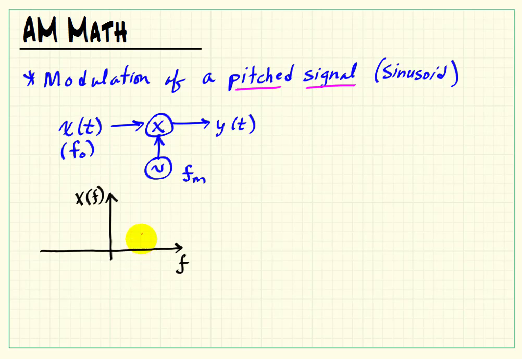Furthermore, let's say that the pitch signal has a frequency of f naught. That means the original spectrum x of f will correspond to a delta function located at positive f naught, and then another delta function located at minus f naught. So I'll put that down symmetrical about the f equals 0 axis.